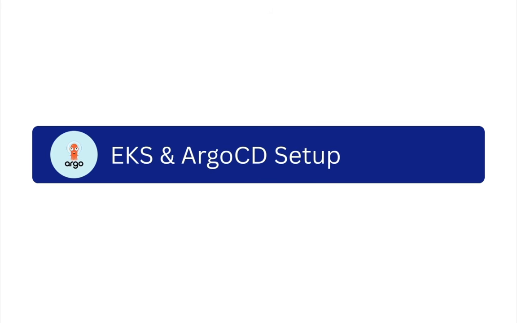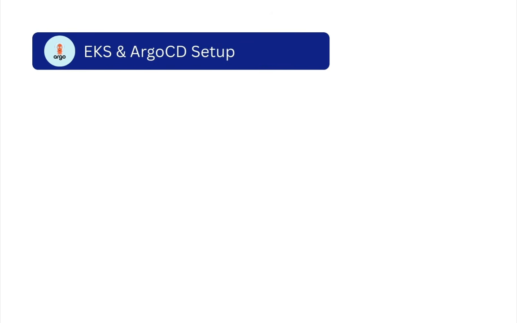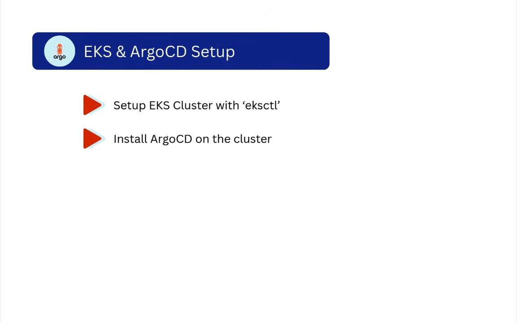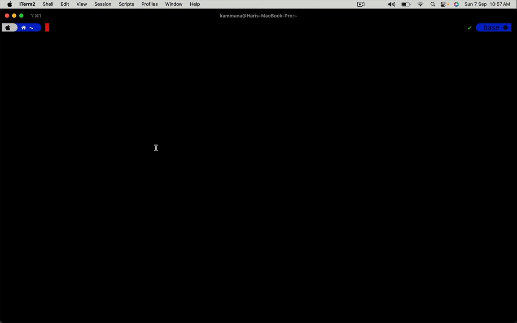In this video, I will show you how to create an Amazon EKS cluster using EKSCTL, install ArgoCD on the cluster, access the ArgoCD dashboard, and log in. The prerequisites for setting up this is you must have AWS CLI installed on your laptop. You must have access keys and secret keys generated using AWS command line utility.